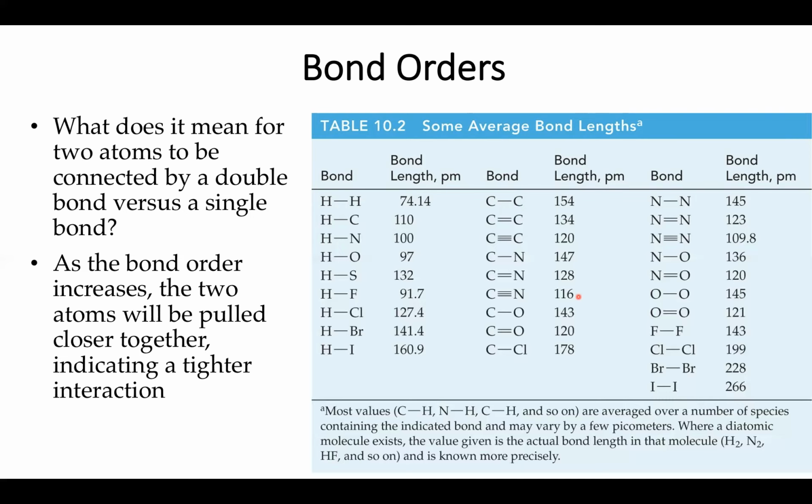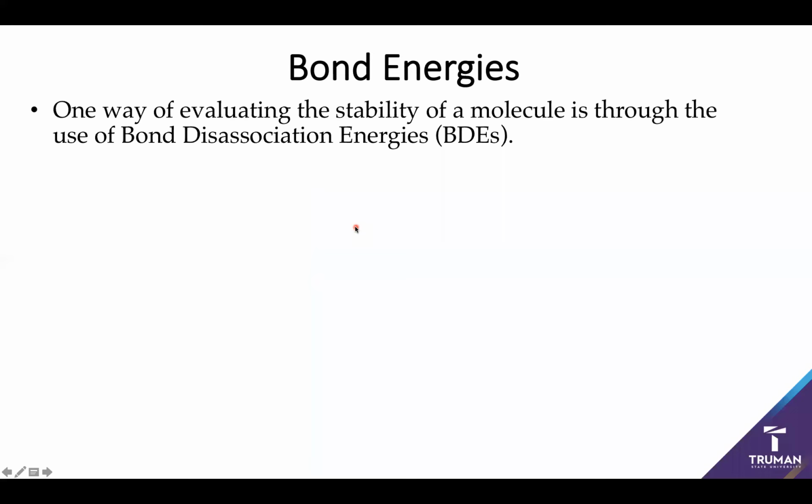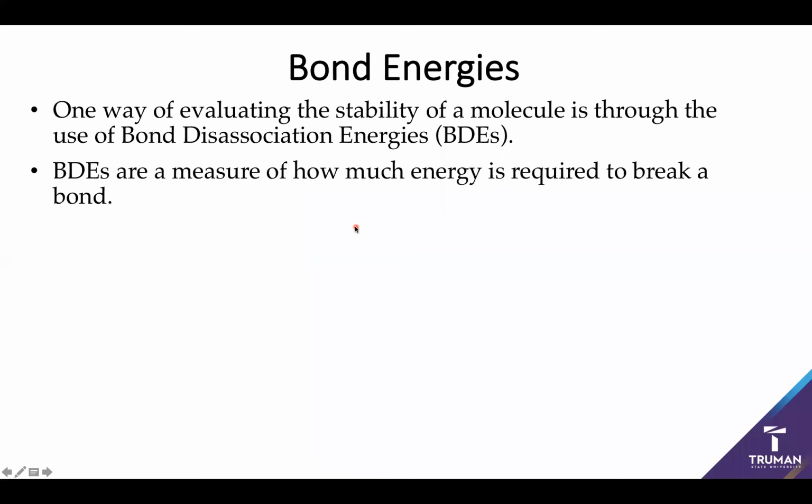Well, let's take a quick look at these bonds using another metric. This is called bond dissociation energy. The major idea here is how much energy is required to break a bond. Because remember, these two atoms are only going to stay together if it's favorable to do so. If I put in a little bit of energy, think about something like combustion, I can make these two atoms start to fly apart. Enough energy, you can break any bond.